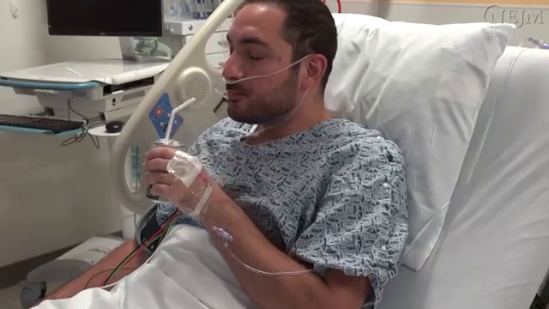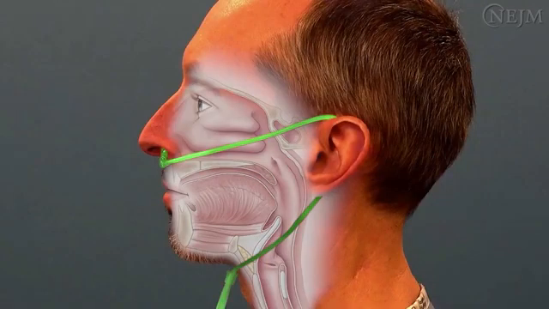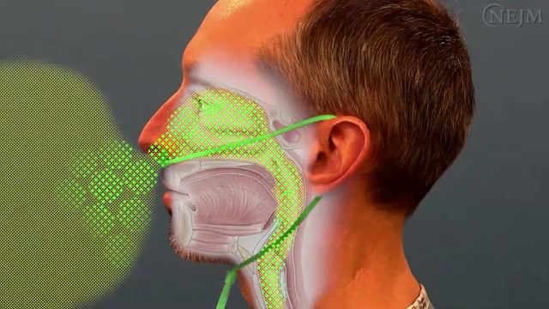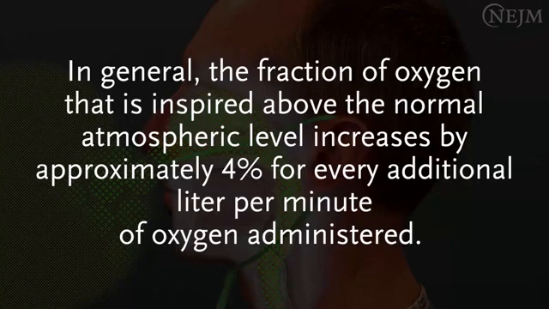When oxygen is delivered through a nasal cannula, inspired ambient air mixes with the oxygen in varying proportions. In general, the fraction of oxygen that is inspired above the normal atmospheric level increases by approximately 4% for every additional liter per minute of oxygen administered.